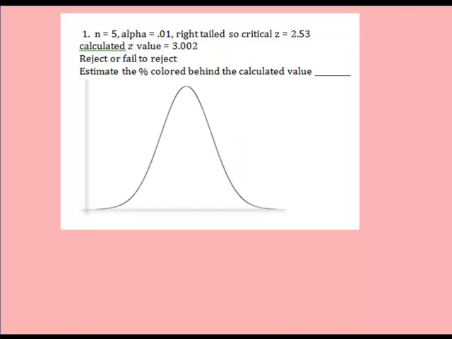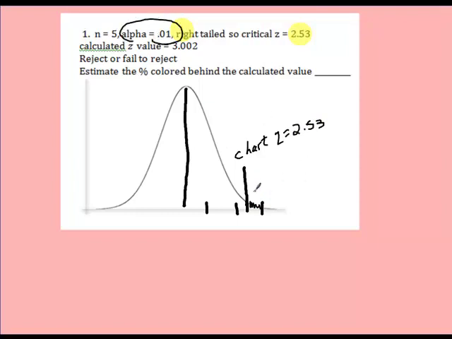If I were to draw this, knowing that I have a right-tailed test and its critical value coming from the chart is 2.53. Here's the mean, 1 sigma, 2 sigma, 3 sigma. 2.53 would be approximately here. So that my chart value of 2.53 blocks off approximately 1% of my curve, the part I'm willing to be wrong.